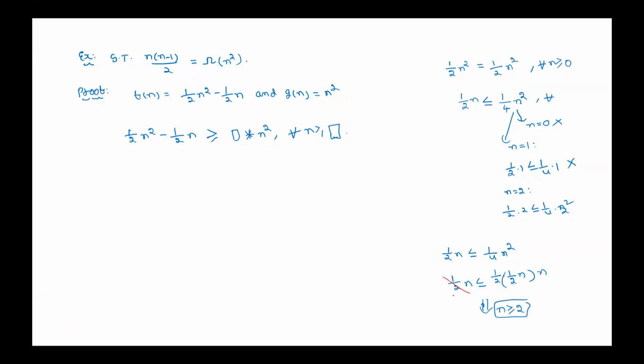How does this get cancelled? That means 1 is less than or equal to 1 by 2 into n. That means 2 is less than or equal to n. That means n is greater than or equal to 2. Is that correct? That means this is true for all n greater than or equal to 2. Is that correct or not?